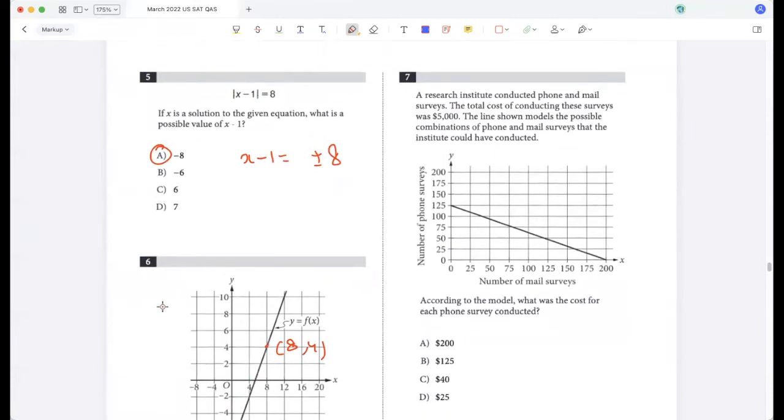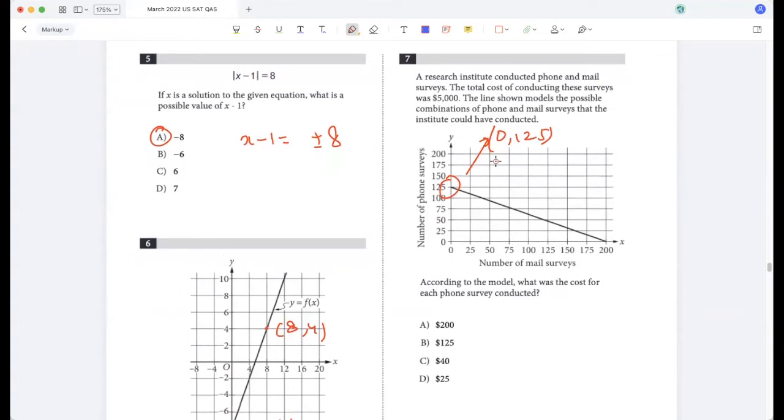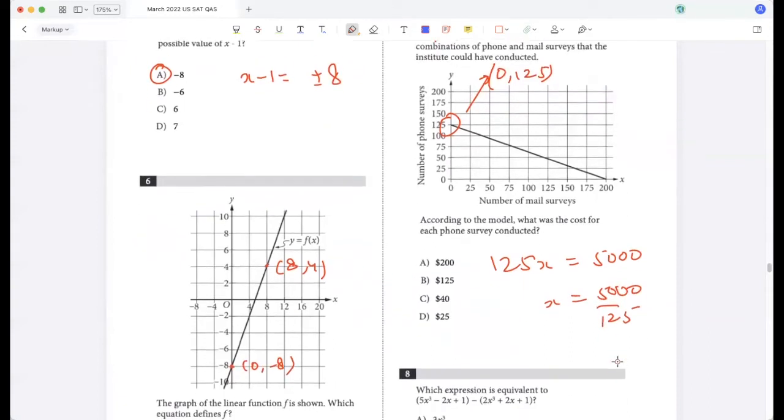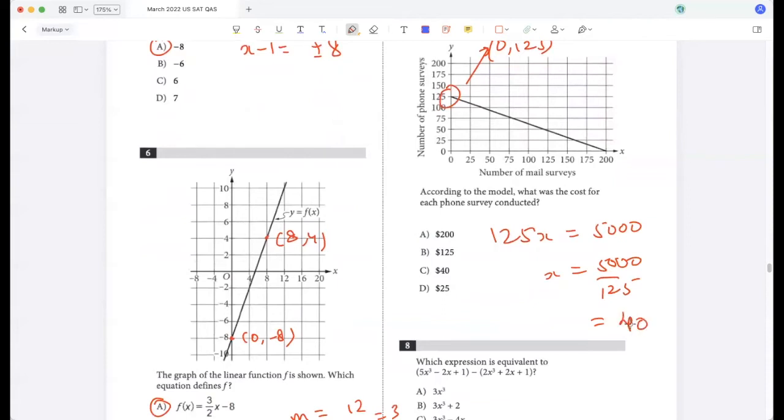A research institute conducted phone and mail surveys. The total cost of conducting these surveys was $5,000. The line shown models the possible combinations of phone and mail surveys. What was the cost for each phone survey conducted? Let's look at the y-intercept, which is 0, 125. If you conduct only phone surveys, then 125 phone surveys were worth 5,000. So 125x is 5,000, so x is 5,000 by 125. That's 40, the cost of one phone survey.